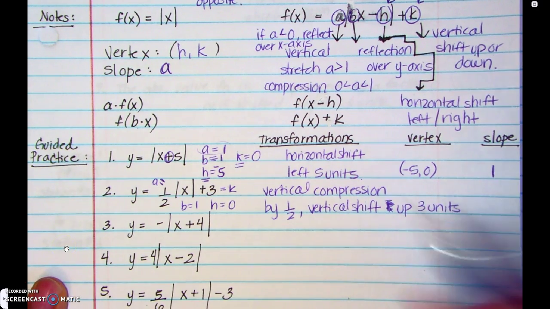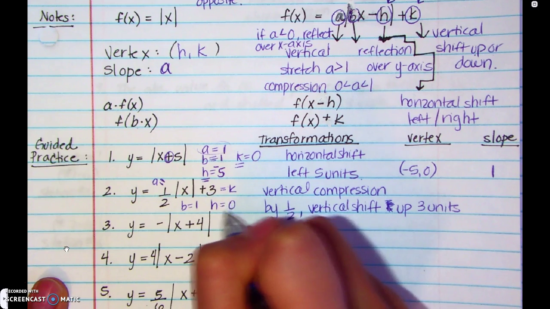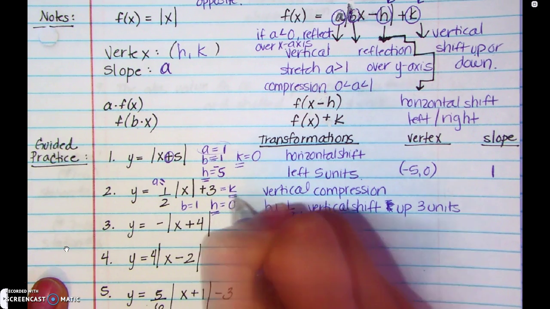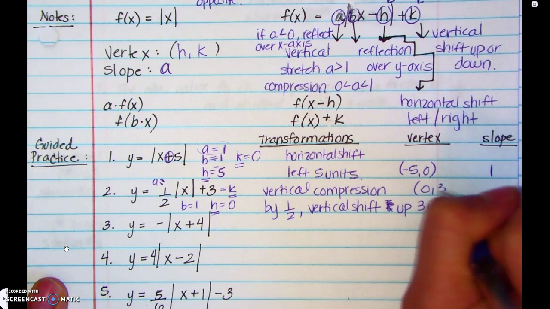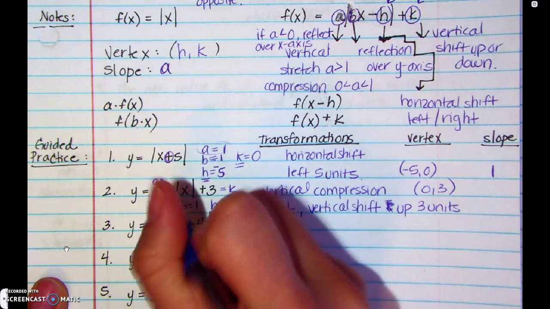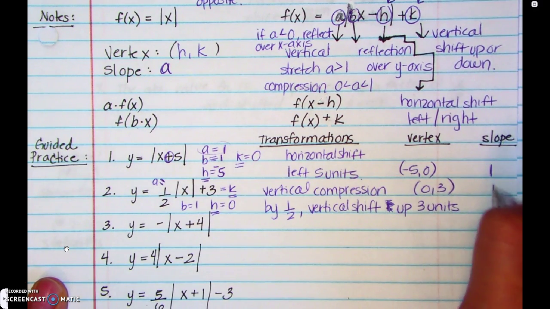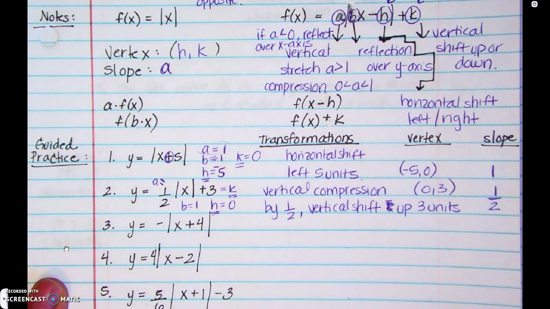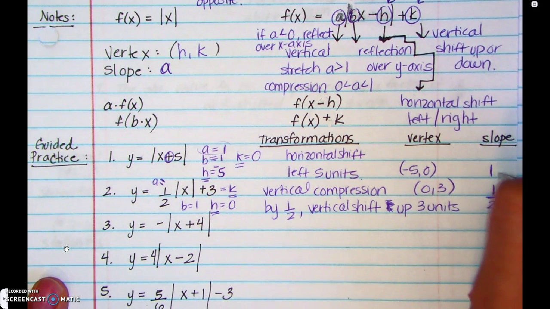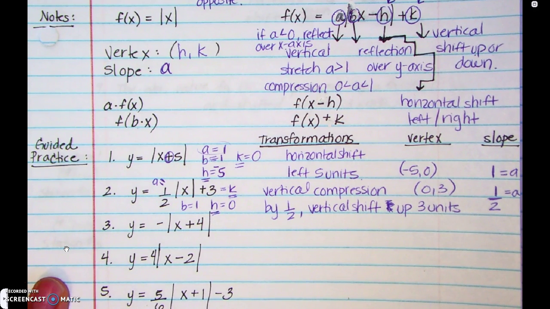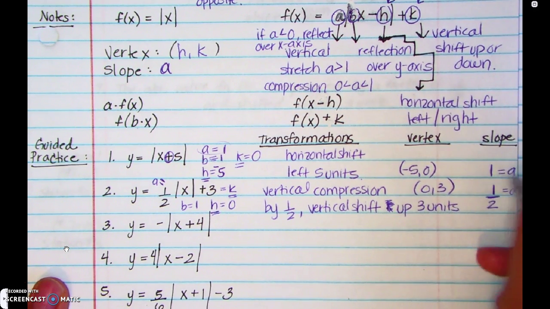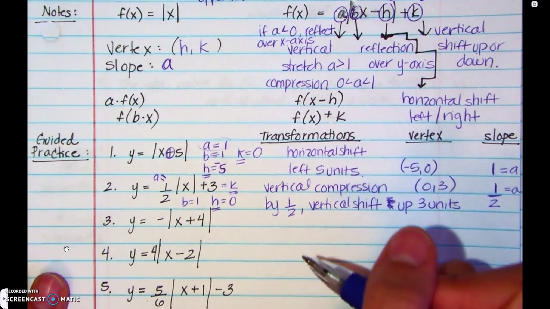Okay, your vertex comes from your H and K. In this case, H is 0 and K is 3. So it's going to be 0, 3 as my vertex, and my slope is whatever A is. So it's up 1 to the right 2. I don't know if I want to write the A's, but anyway, let's look at number 3.